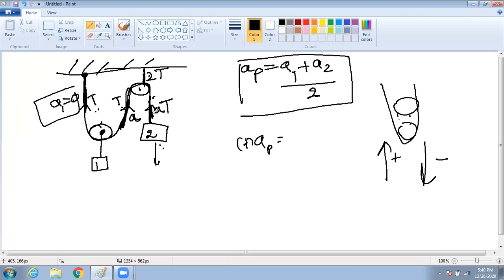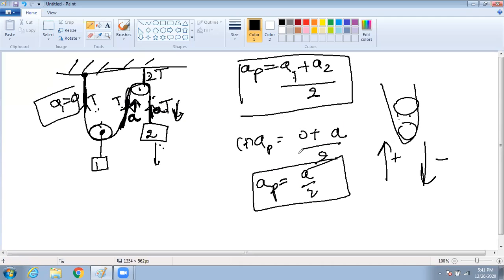When you pull down, this will also equally move up. The acceleration here and here is the same amount, only the direction is different. Here it is downwards, here it is upward. So A1 is 0, and 0 plus A2, which is upward so positive, gives A divided by 2. That means the acceleration of the pulley is A by 2. If this is A, this will be 2A.